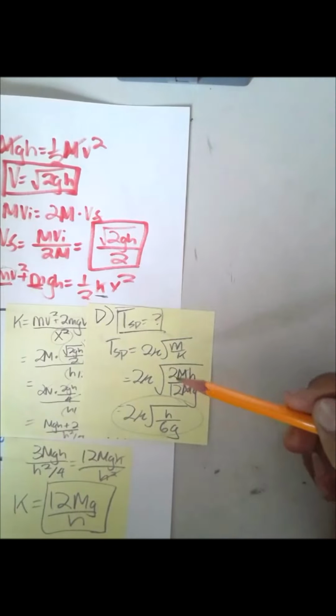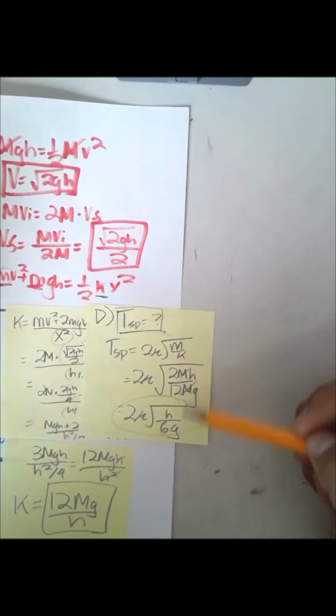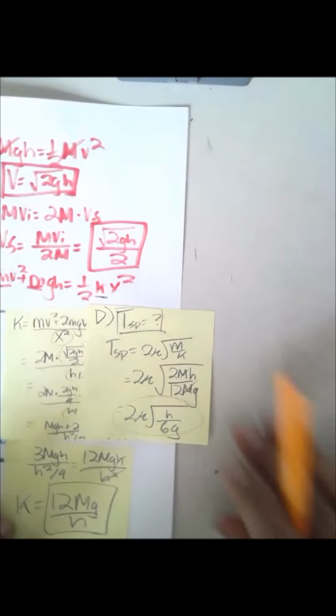So the period is based solely on the mass and the spring constant. The mass is the combined mass of the ball and the pan, and the spring constant is what we solved for in the previous problem. Alright, this is kind of spicy.